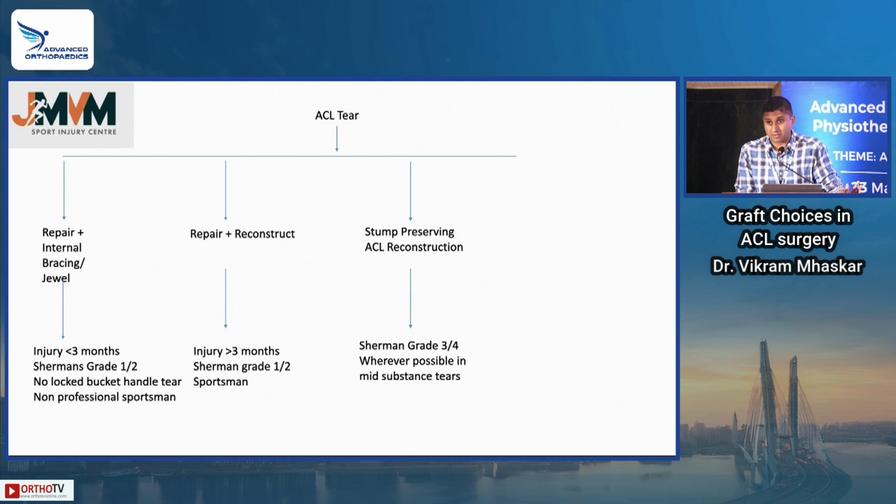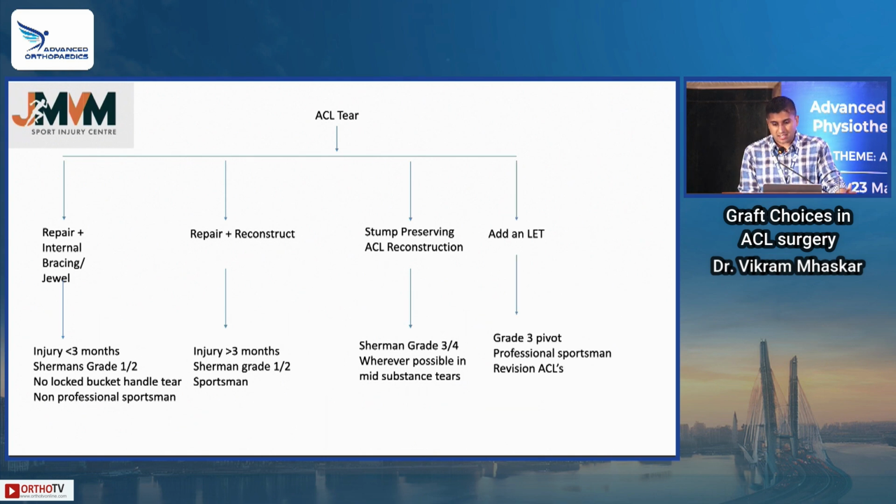When do I do a stump preserving ACL reconstruction? Wherever I can, all right? And the last, when do I add an LET? When there's a grade 3 pivot, a professional sports person, or a revision ACL. In all my revision ACLs, I have an LET. And tibial avulsion, there are 2 ways of doing it.